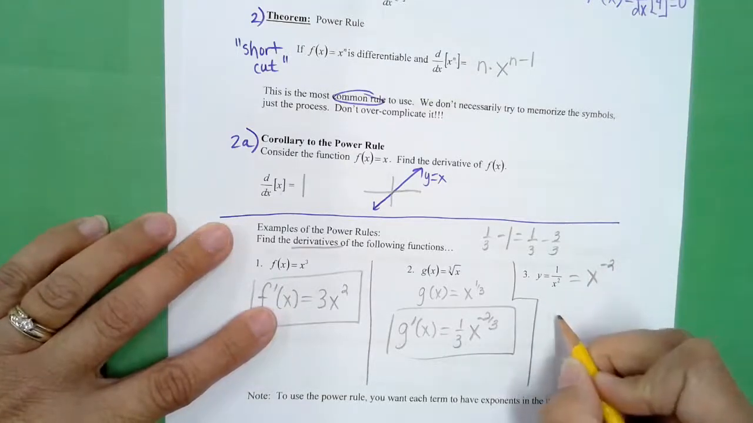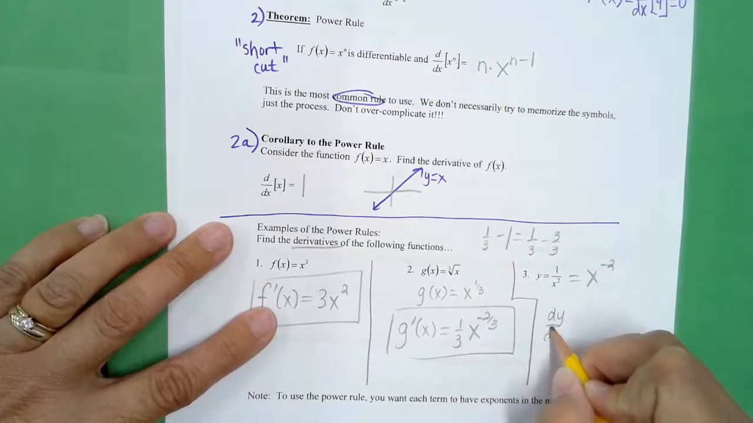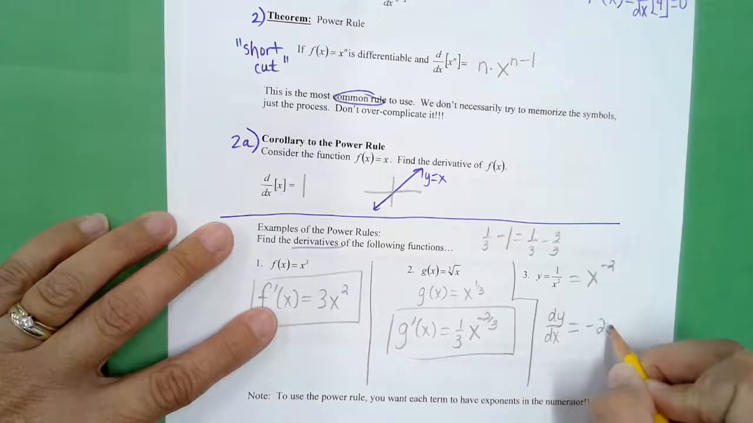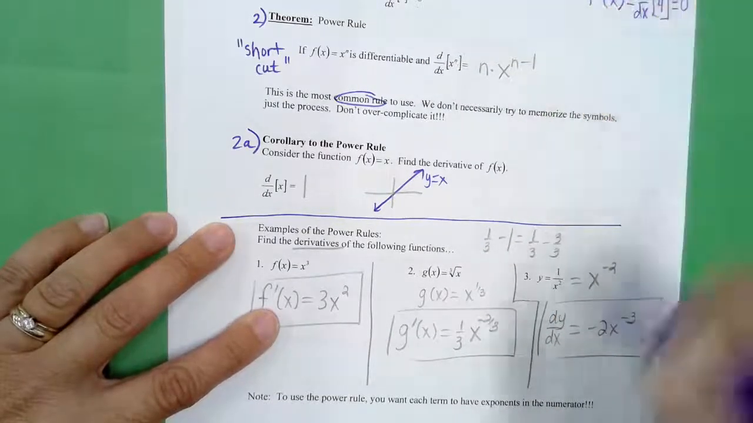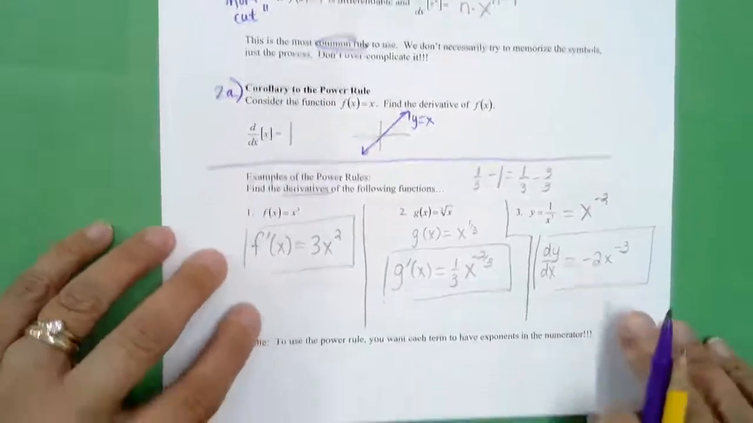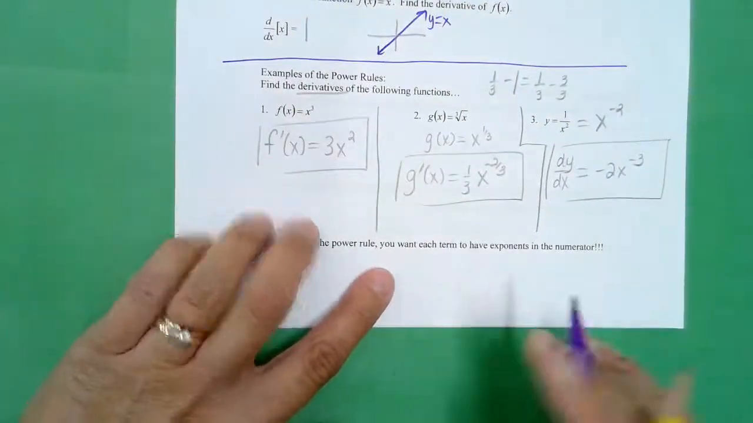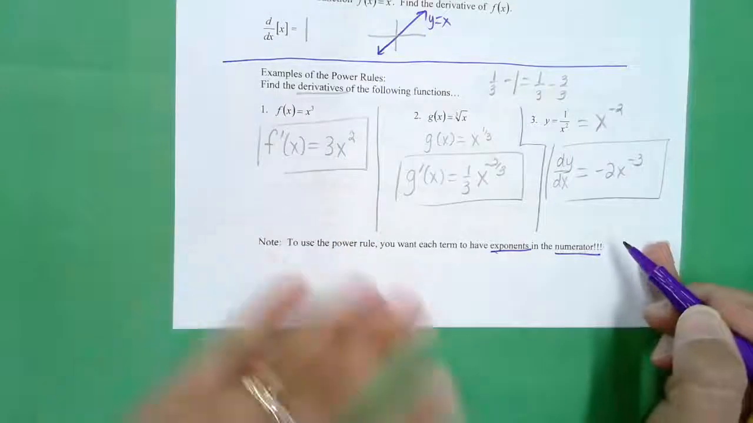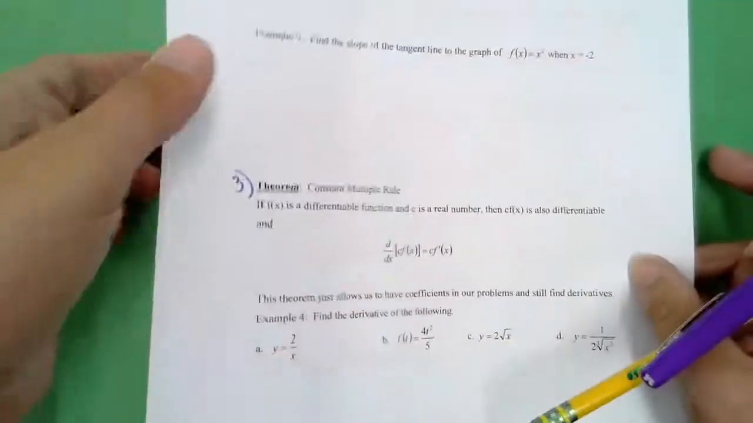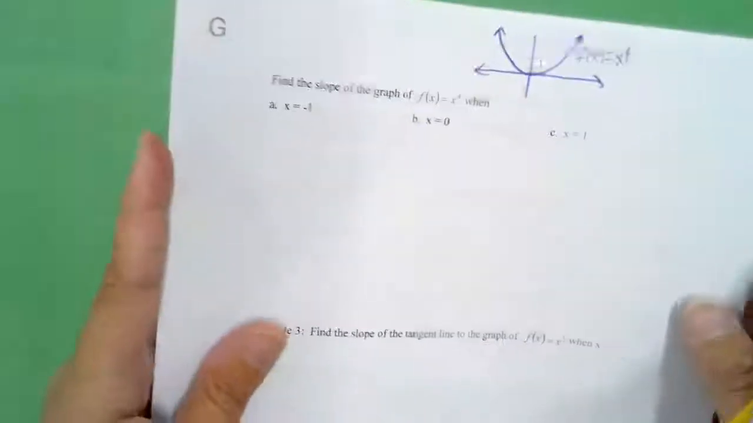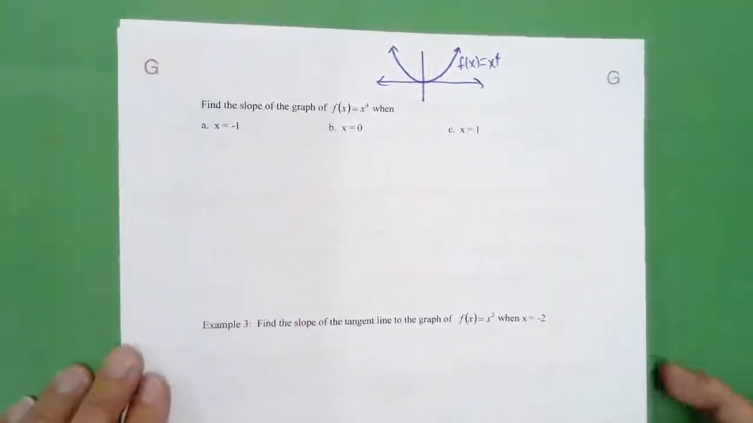Still rewriting. Now I'll do the calculus. Little note down here, to use power rule, you want each term to have exponents in the numerator, whether they are positive or negative or could be a fraction exponent as well.